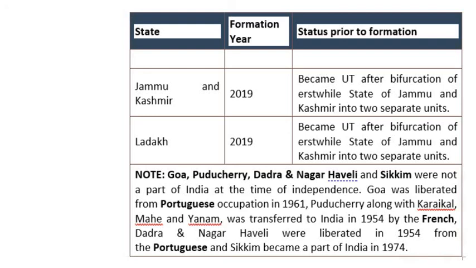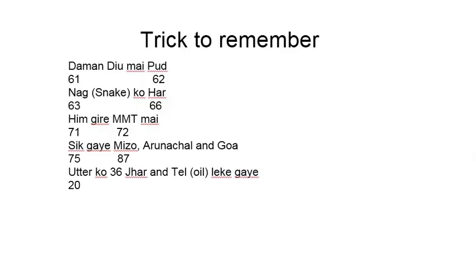To remember all this, the formation year and the state, I have made one trick. That is, Daman. We know that Maharashtra and Gujarat were separated in 1960, so we don't have to remember that much. Remember later on, Daman Diu में पुदुचेरी है, तो 61, 62. Then आया नाग, that is snake. Snake के लिए हार हमने लिया था, नाग को हार 63, 66.